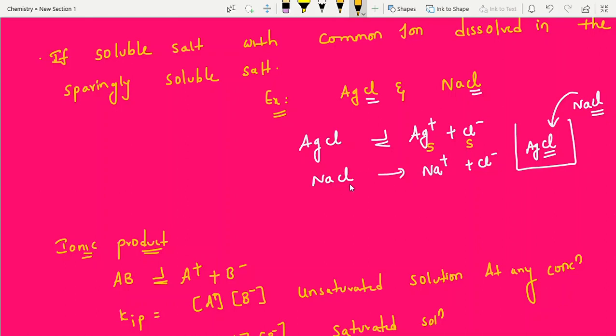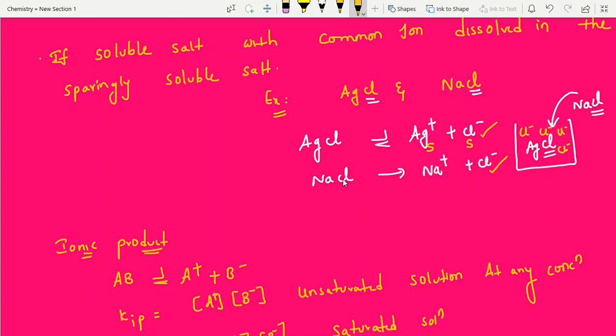NaCl is a strong electrolyte. NaCl is completely dissociated, ionization is more: Na plus, Cl minus. Okay, students, like this. See here, which is the common ion? Cl minus is the common ion. In the vessel, the Cl minus ions are coming from both: from AgCl and from NaCl. But from NaCl we will get more, and from AgCl we will get less. Clear? Why? Because it is a sparingly soluble salt.